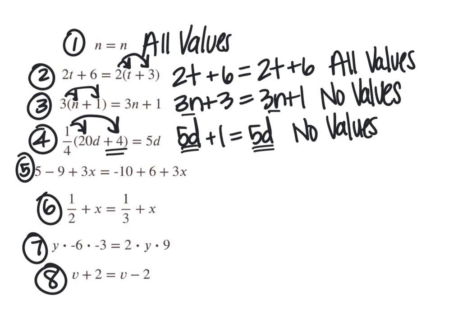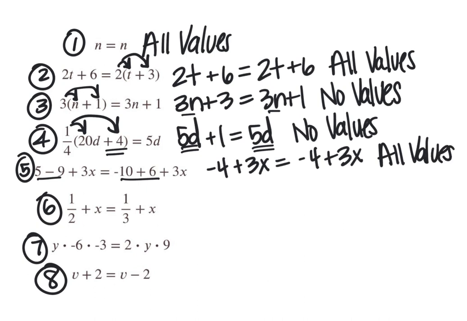Let's look at number 5. So here I have some like terms that I can combine. 5 minus 9 is -4. -10 plus 6 is also -4. So what do you see? Same expression on both sides, which means all values would work. Okay. Now let's look at 6. I notice I have the same variable term. I only have 1x on both sides, but I'm adding 1/2 on the left and 1/3 on the right. Is there ever a situation where me adding 1/2 and 1/3 is going to give me the same amount? So that's going to be no values.